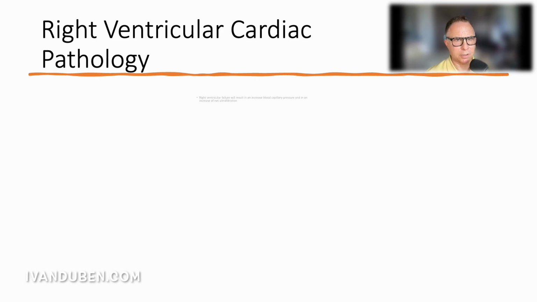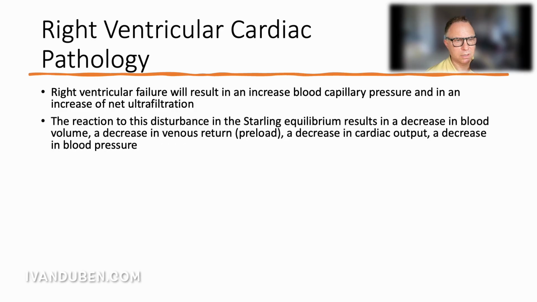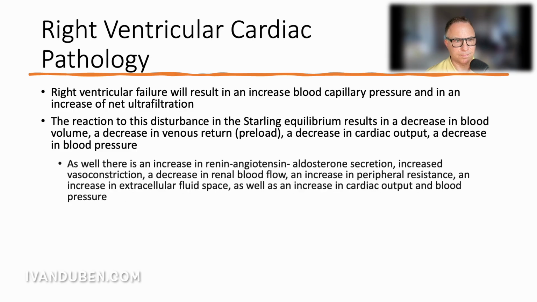Looking at right ventricular cardiac pathology, the right ventricular failure will result in an increased blood capillary pressure and in an increase of net ultrafiltration. The reaction to this disturbance in the Starling equilibrium results in a decrease in blood volume, a decrease in venous return, which is the preload, and a decrease in cardiac output, and a decrease in blood pressure.